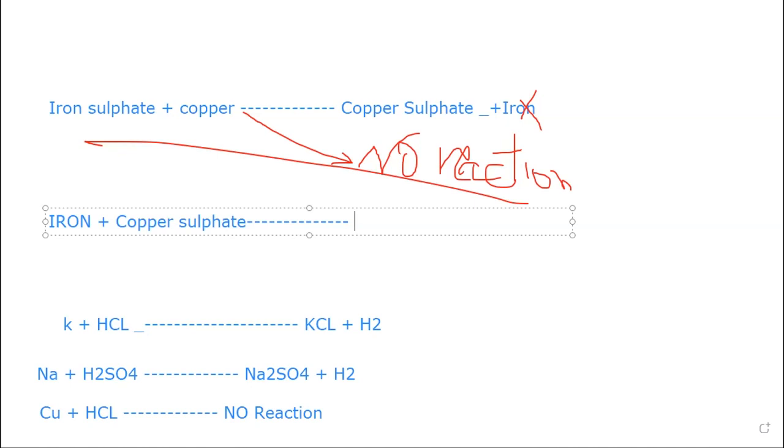جنى بصي يا ماما، في فرق بين الفيرست ايكويجن والسكند ايكويجن. الفيرست ايكويجن كانت الايرن سلفيت والكبر هو اللي معاها، الكبر هو ليس رياكتيف ذان ايرن، يبقى ما يقدرش يطلعه، تمام؟ لكن in the second equation iron is more reactive than copper, so it can displace the copper from its salts.